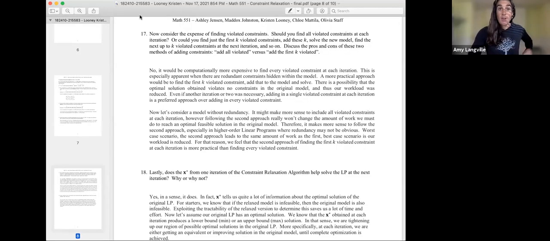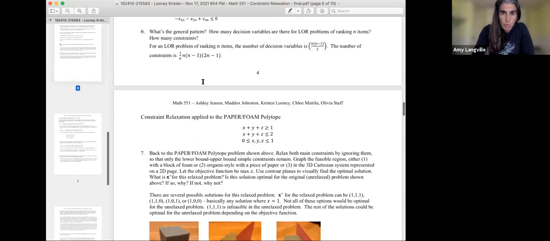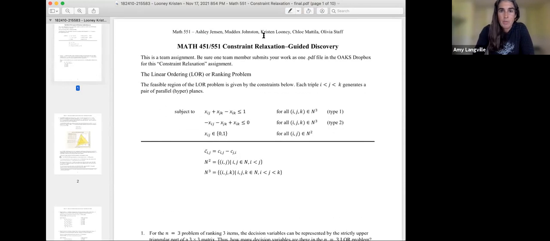Okay, so all groups did a great job on this, and so I didn't even put it in OAKS. I just wanted to share a few comments here. So this is the group of Ashley Maddox, Kristen, Chloe, and Olivia S.